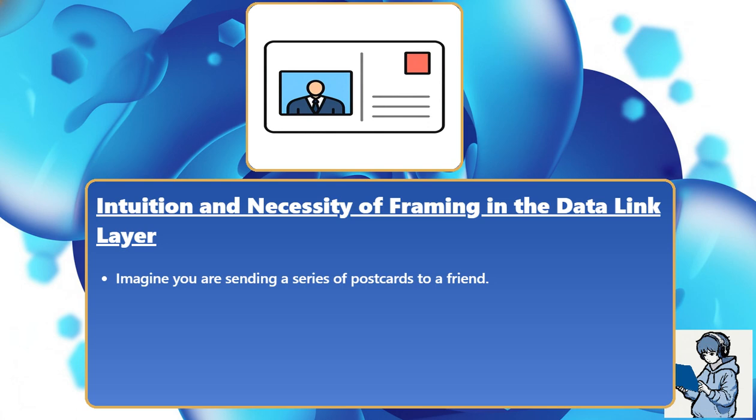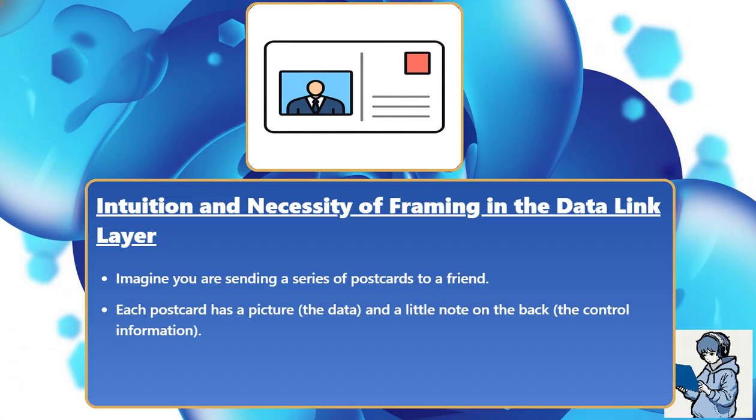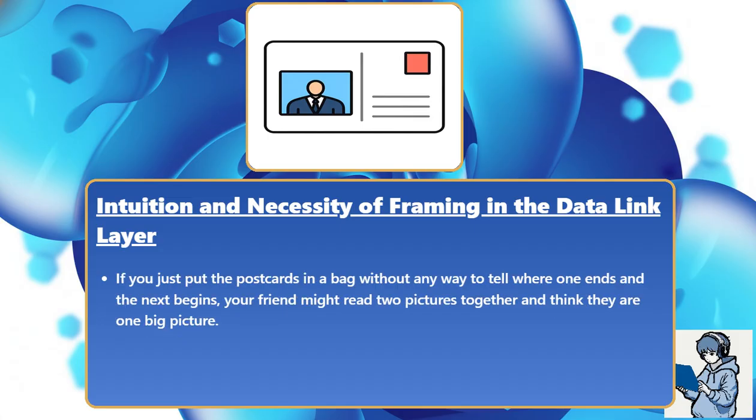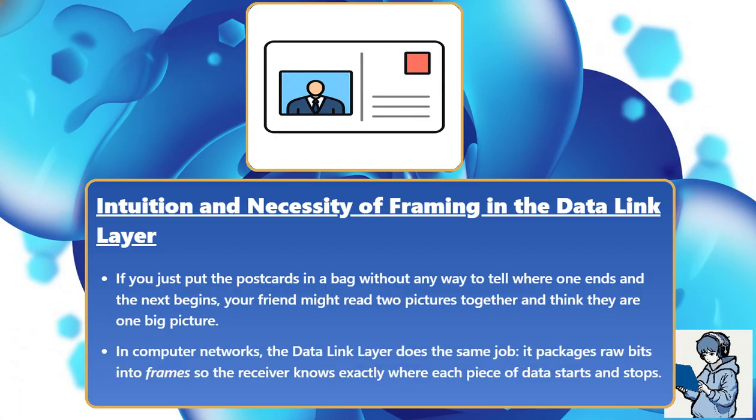Imagine you are sending a series of postcards to a friend. Each postcard has a picture, the data, and a little note on the back, the control information. If you just put the postcards in a bag without any way to tell where one ends and the next begins, your friend might read two pictures together and think they are one big picture. In computer networks, the data link layer does the same job. It packages raw bits into frames so the receiver knows exactly where each piece of data starts and stops.